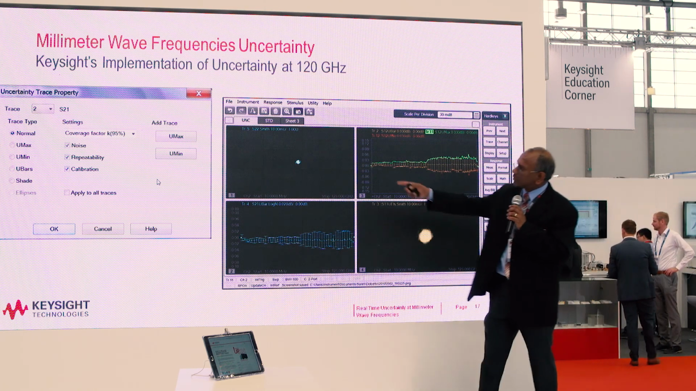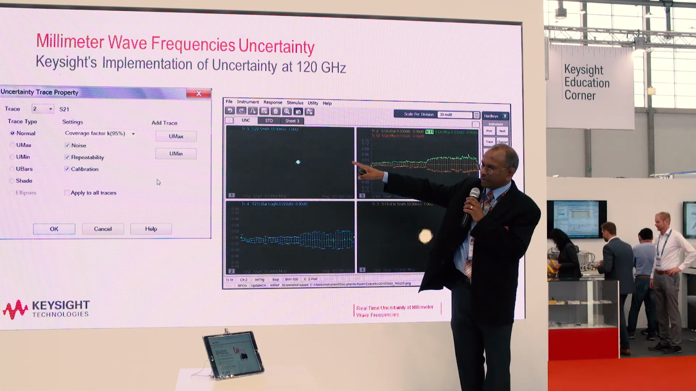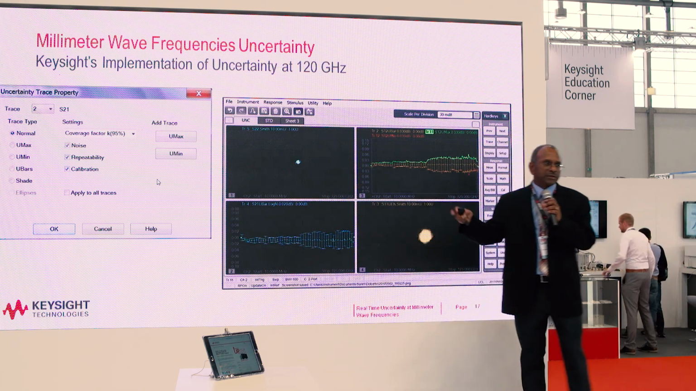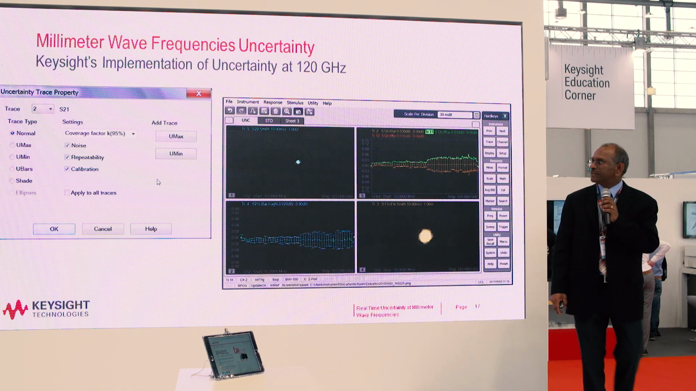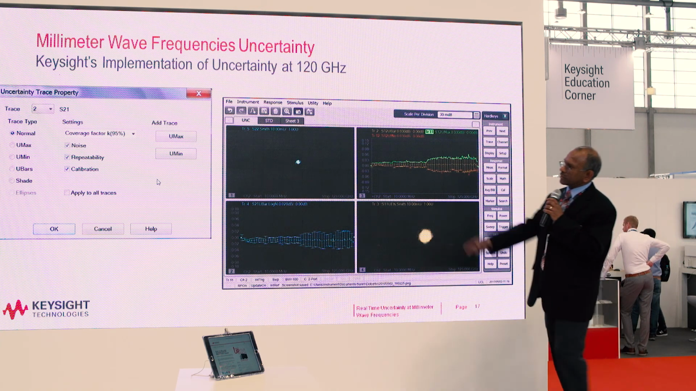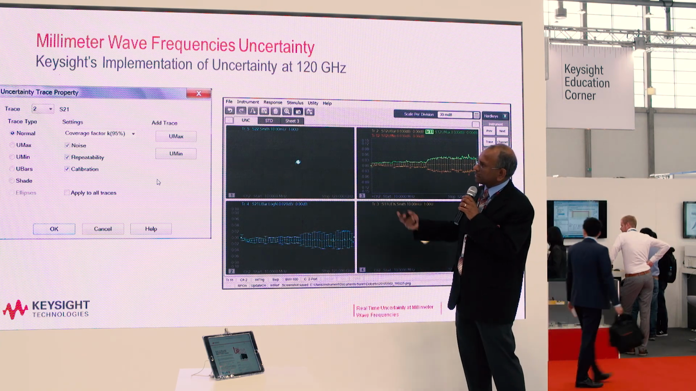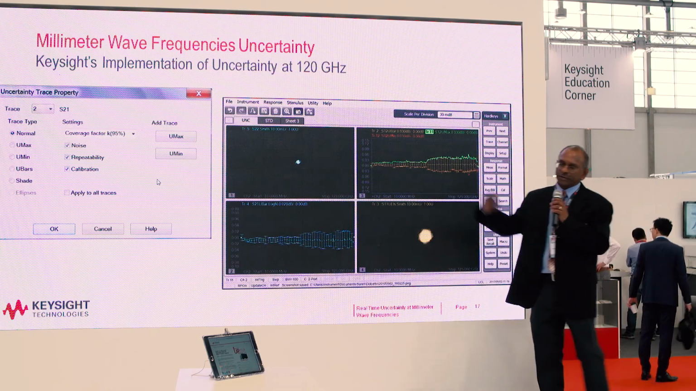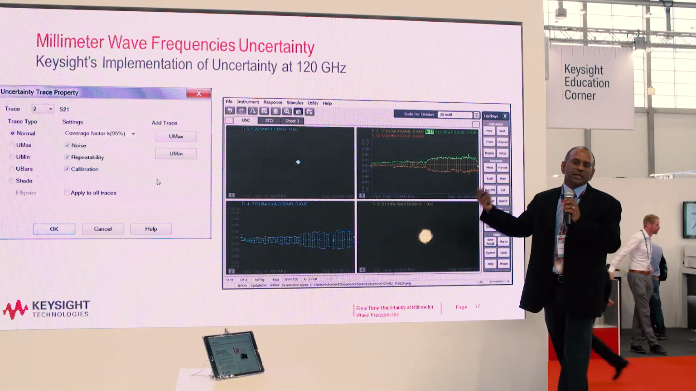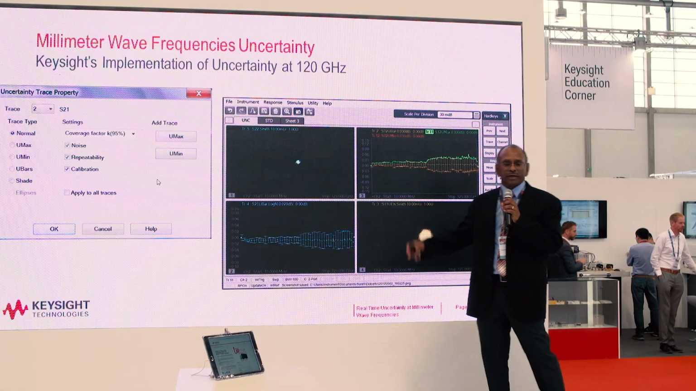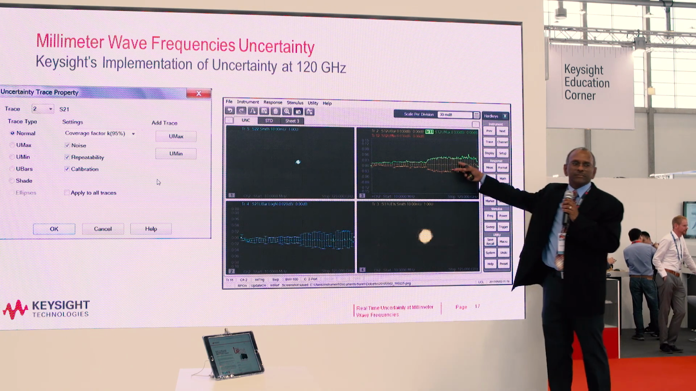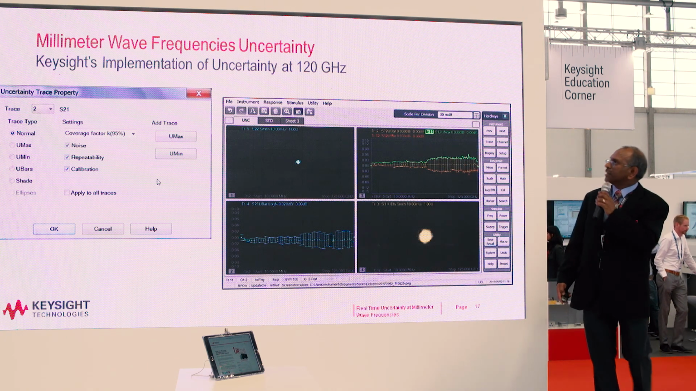You can also look at the uncertainty in terms of the coverage factor, 1, 2, and 3 sigma. So it allows you to do that. You can look at the max uncertainty or the minimum uncertainty and apply different uncertainties to the measurement. For instance, if you wanted to look at just the noise, you can uncheck the calibration and the repeatability and look at the noise effect. If you wanted to look at just the calibration kit effect, you could do that, and you'll see that these bars will change.